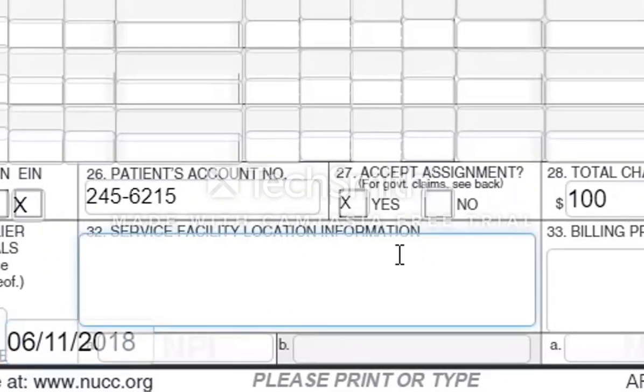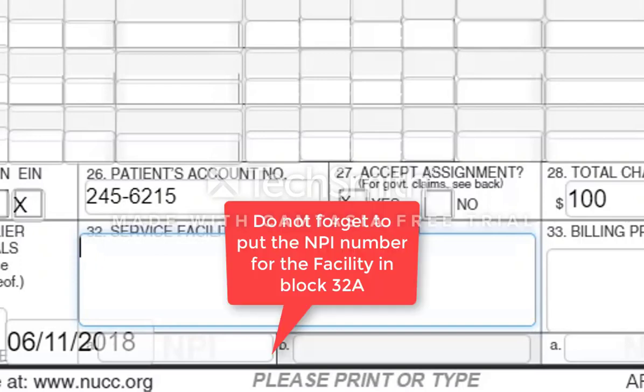Okay. Now, block 32, this is going to be used if we have a different facility than where we were billing from. So for example, a patient was seen in the office, but they did a procedure at the hospital, and that's what we're billing for. Then the hospital information would go here in block 32, and the office information would go in block 33. However, if it was all done in the same location, then we do not need to fill in block 32. We can just skip and go to block 33.